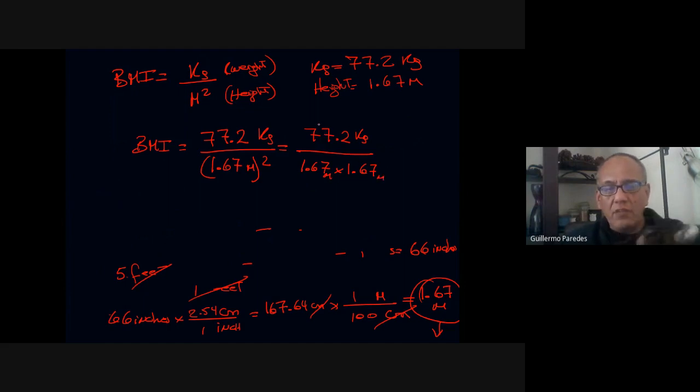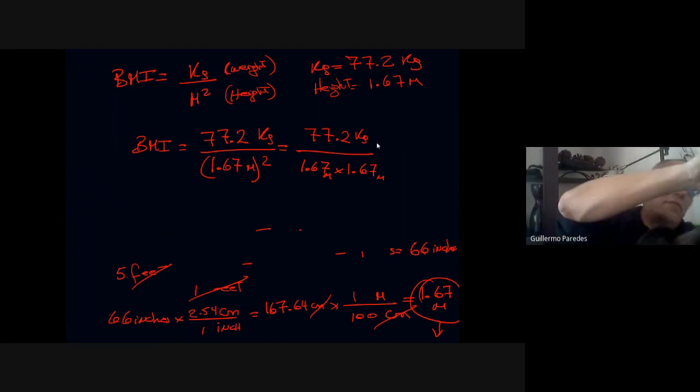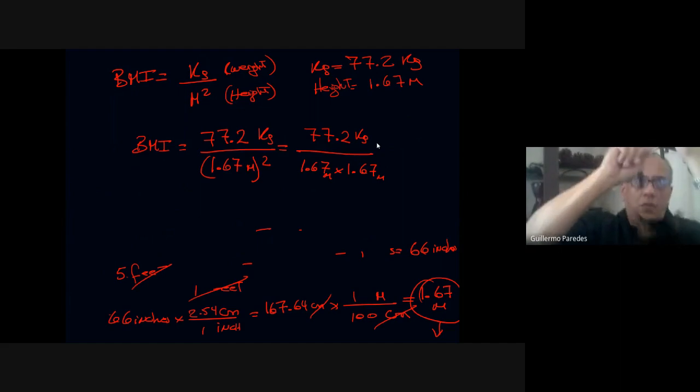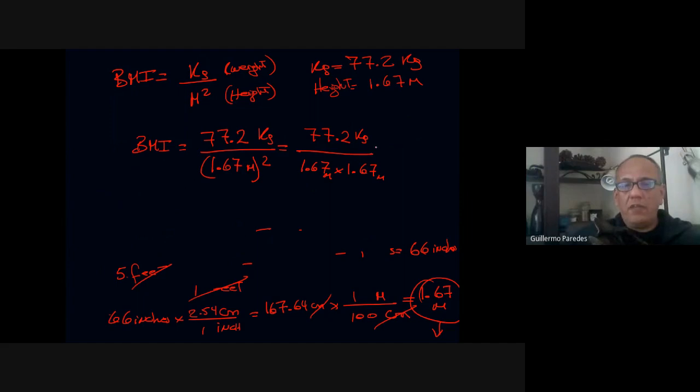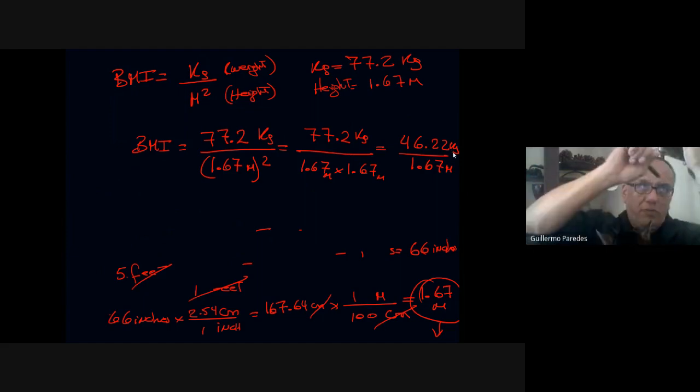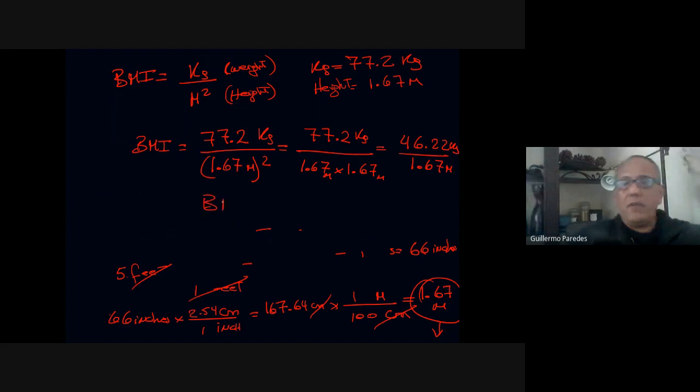So you divide this 77.2 two times by 1.67. For example, I'm going to divide 77.2 by 1.67. That is going to give me 46.22, divided by 1.67 again. That is giving me 27. So the BMI is 27.6. And that's it.